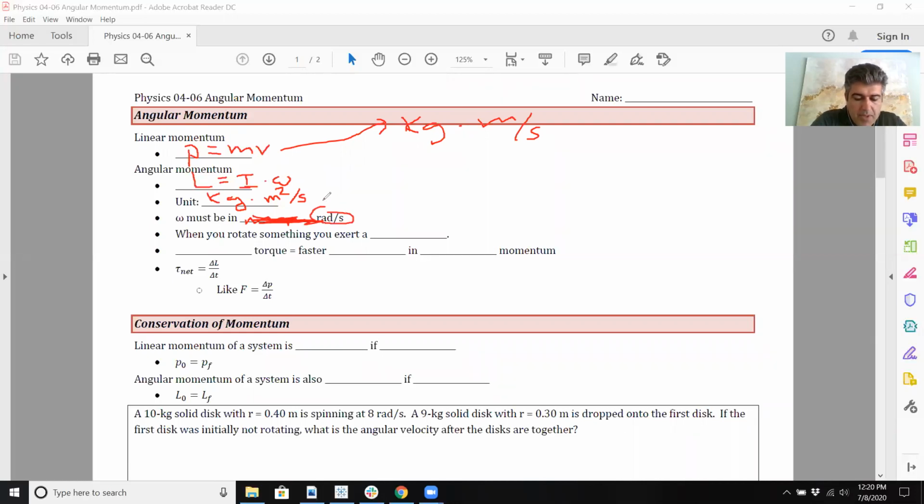When you rotate something, you exert a torque. Remember, we have talked about that. Rotation does involve torque. More torque equals faster change in angular momentum.